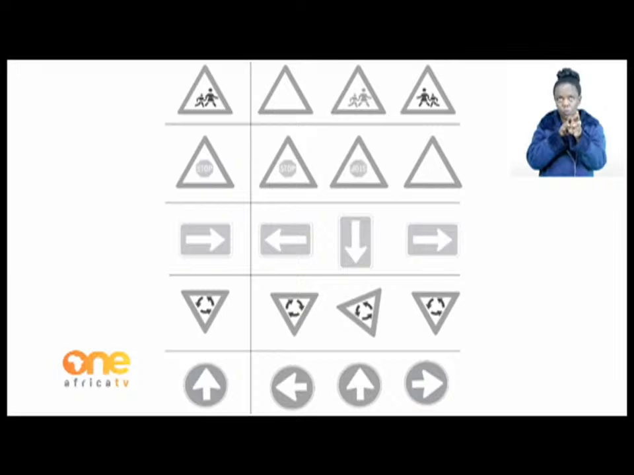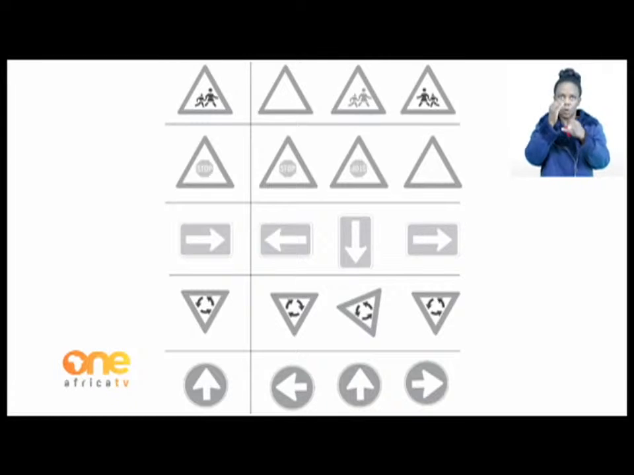The first one we see there is telling us to look out for people around the road. It may be near a school or it may be near a community where people live. The next one is a stop sign, which is very simple to remember because it has the word stop on it. The next one is an arrow that is pointing towards the right-hand side. The next one you can see is actually a sign to show you that a roundabout is coming. Sometimes people call it a circle, but it is called a roundabout.